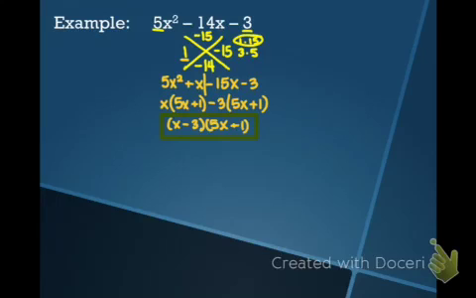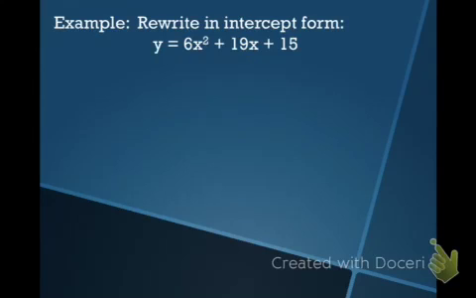All right. Let's look at one more. And this is just an example of rewriting an intercept form, which really follows the exact same process. So we check first for a GCF. There isn't one. So we're going to go straight to my diamond. 6 times 15 is 90, and b is 19.